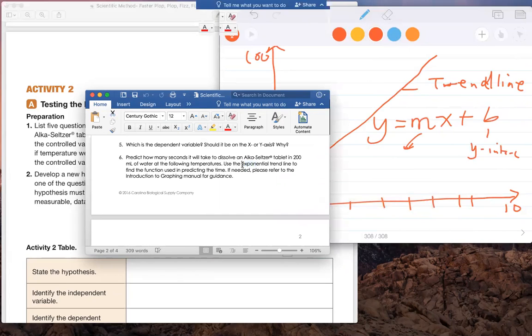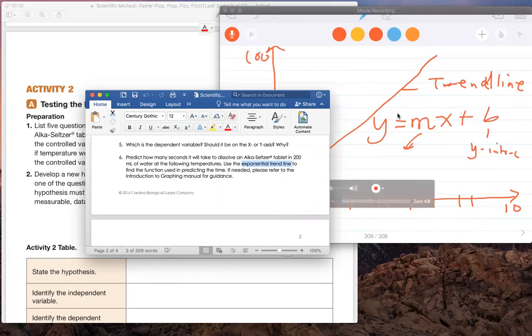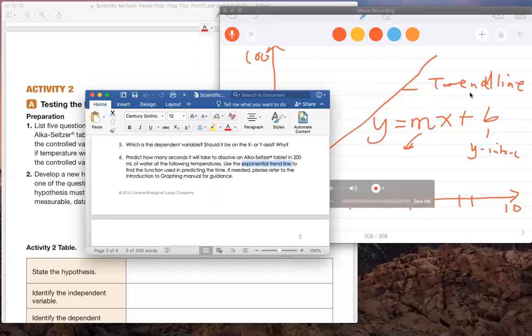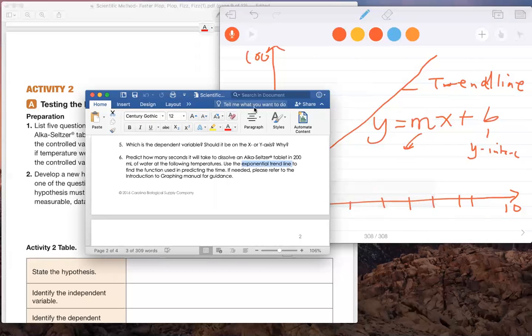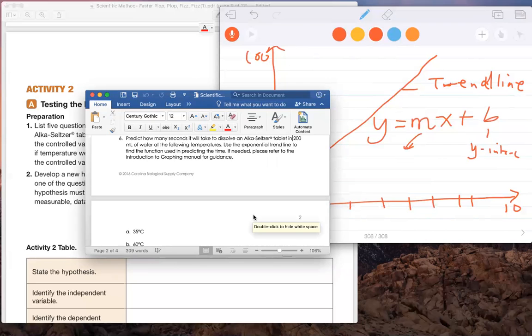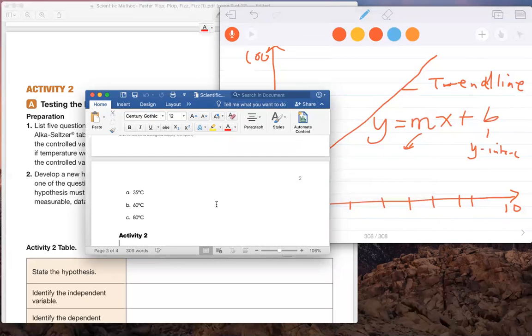This is exponential. Look at what I'm highlighting, because if you miss this, you will give me a graph that will be wrong. There's a difference between an exponential trend line and just a trend line, or the equation of a straight line. In question 6, you will use the exponential trend line to predict how many seconds it will take.